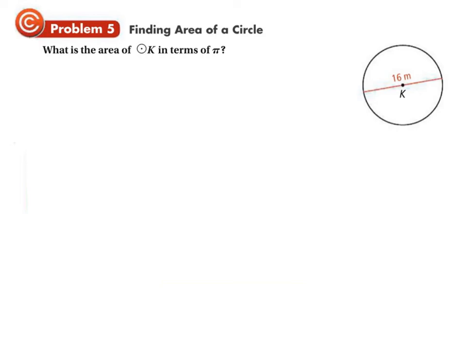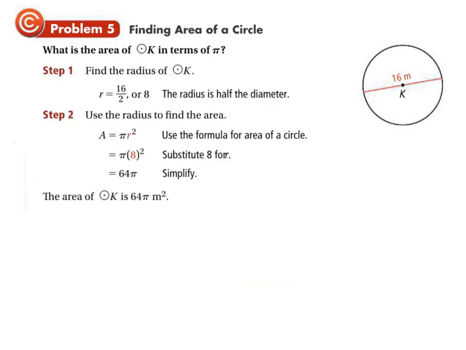Okay, and we want to find the area of the circle in terms of pi, which means we don't actually need to calculate the value of pi as an estimate. But what we do need to know is what the formula for area of a circle is. That's pi r squared. And do we have the radius? No, we have the diameter. So the radius is half of that, or 8 meters. So let's check out what they do.